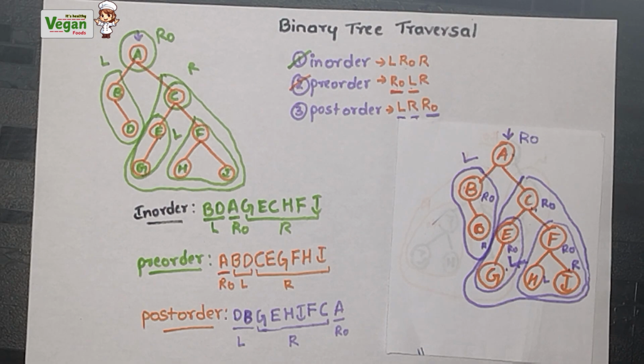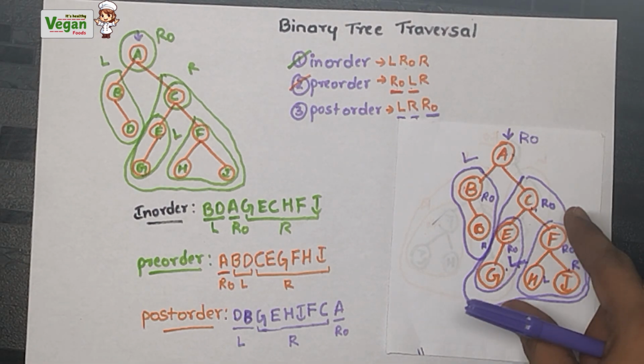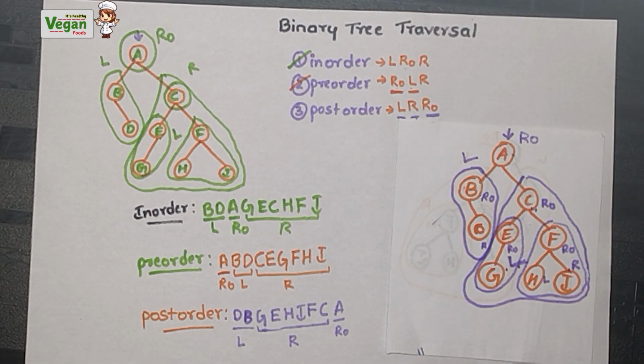So simply separate the trees and then you can solve the problem easily. Hope you understood the concept of binary tree traversal, that is inorder, preorder and postorder.